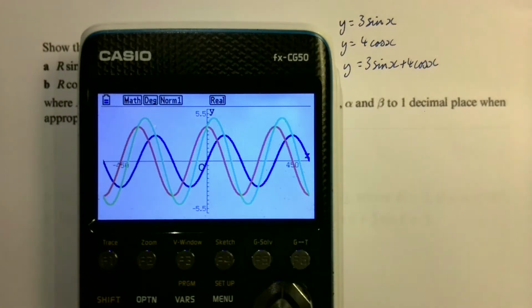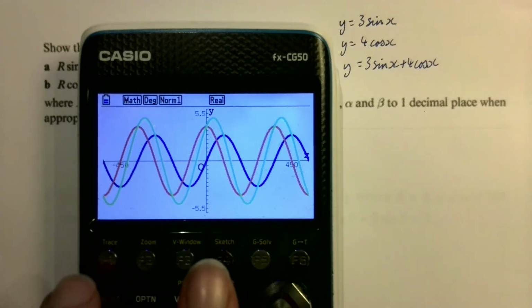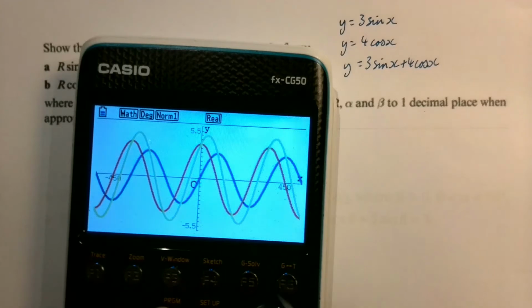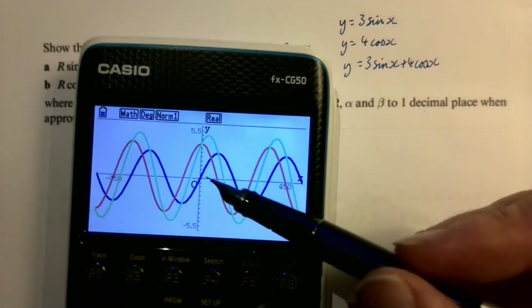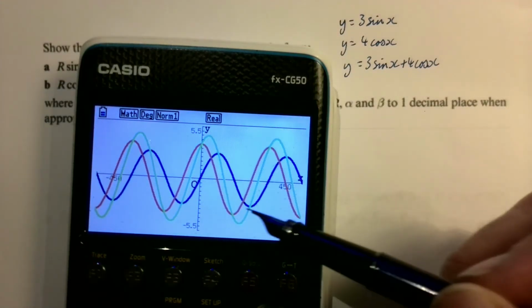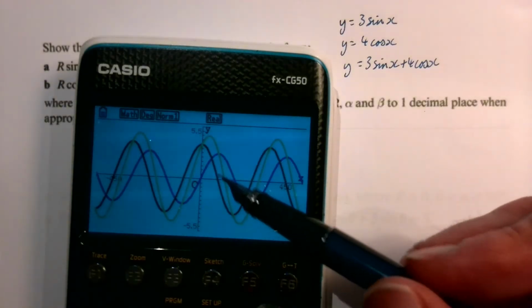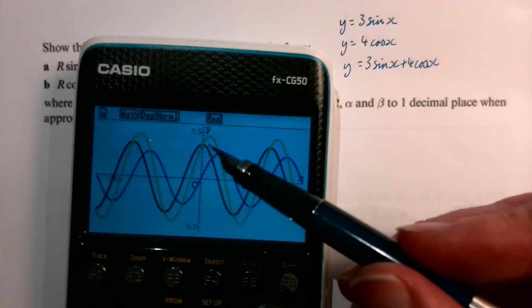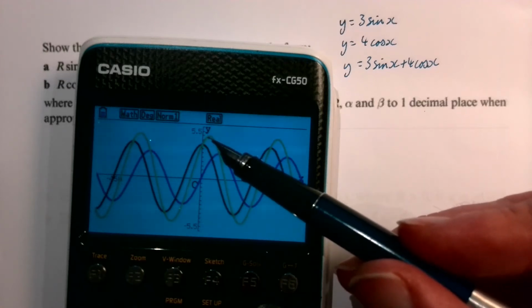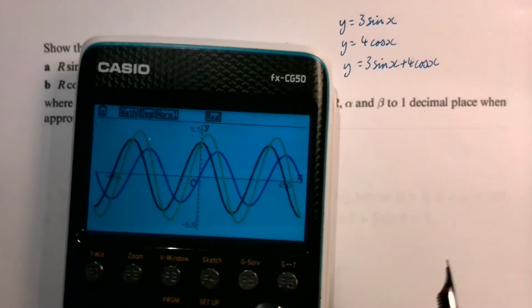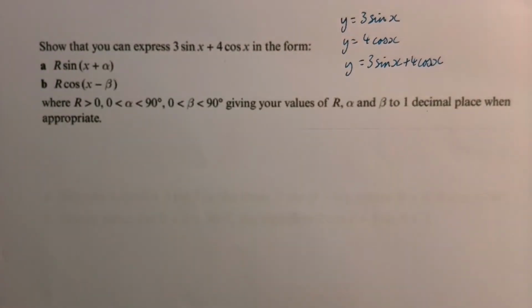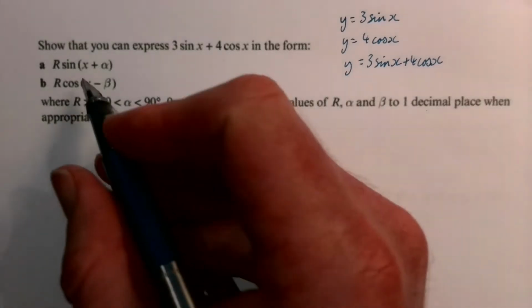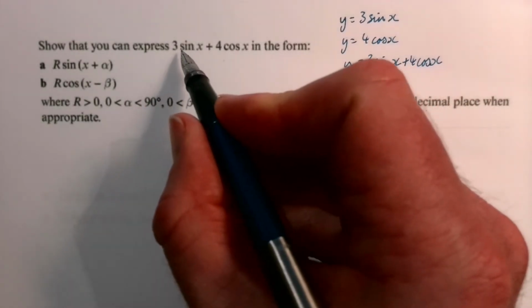But essentially, they're all basically sine waves, aren't they? So I'd like you to think about the fact that they're all sine waves, and the fact that the magnitude is just getting bigger each time. So the magnitude of the wave is changing. When it's 3 sin x, it goes to 3. When it's 4 cos x, it goes to 4. And when it's 3 sin x plus 4 cos x, it goes to 5. Now, where can you remember ever seeing 3, 4 and 5 together at one time? I wonder. Right, so we are starting with this.